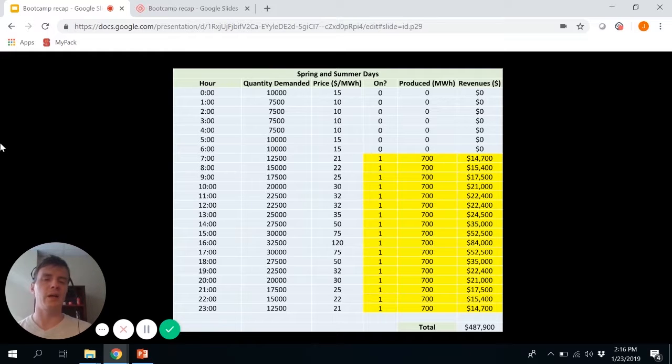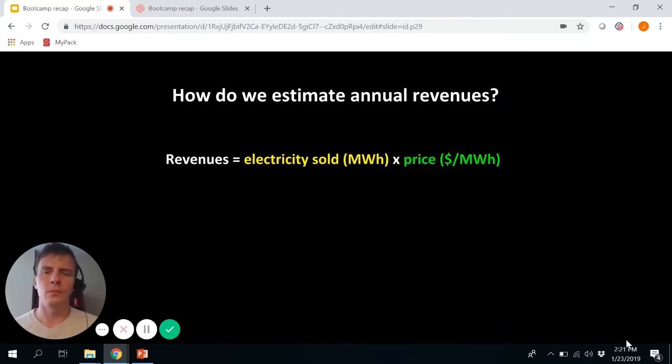And so again, we can figure out total revenues for a spring or summer day by adding up hourly revenues for each one of these 1 through 24 or 0 through 23 hours, giving us a total of $487,900. So now we finally have an estimate of revenues for this power plant, because we are able to calculate market prices for electricity in this wholesale competitive market. And using those prices, we were able to identify what the optimal production level would be in each hour of every day for this power plant.